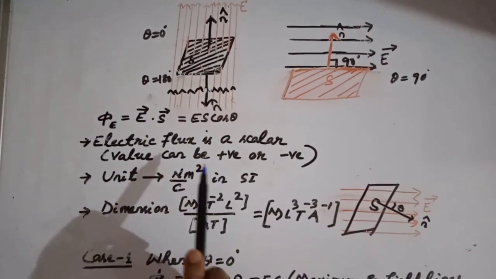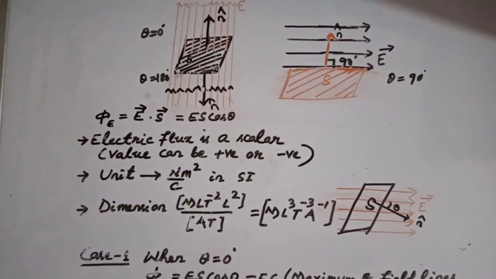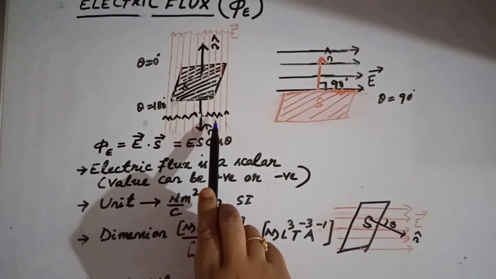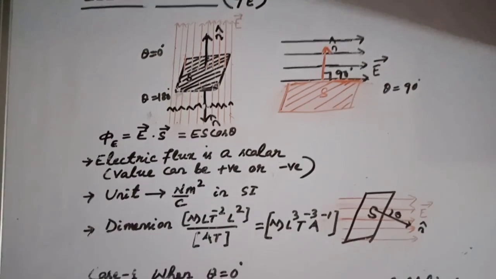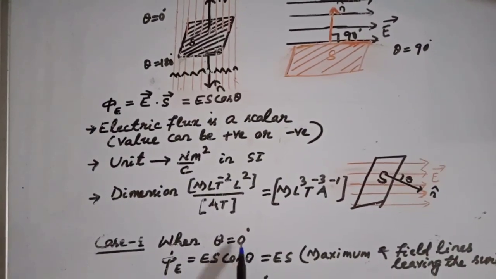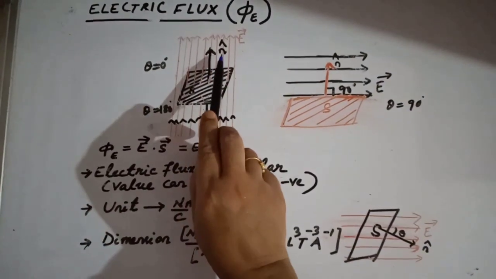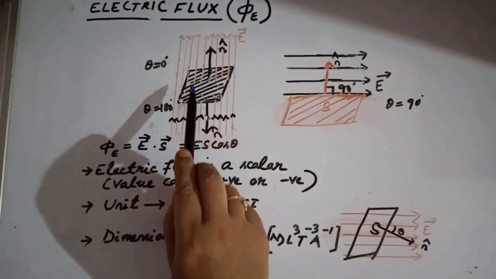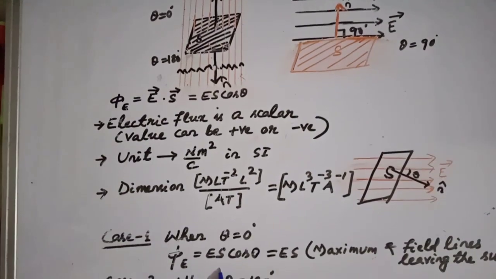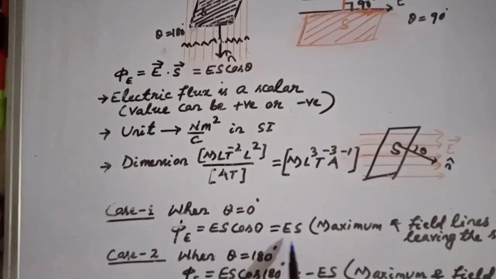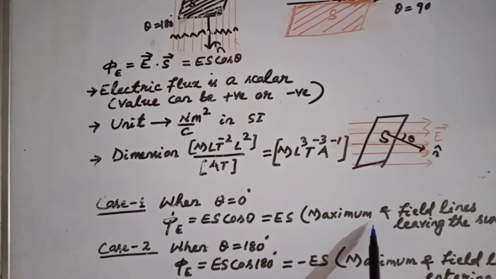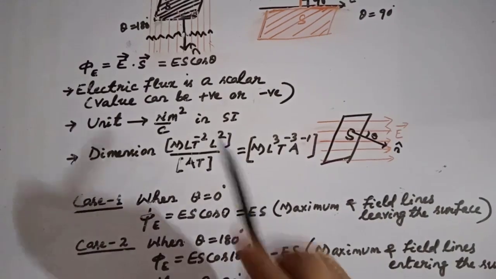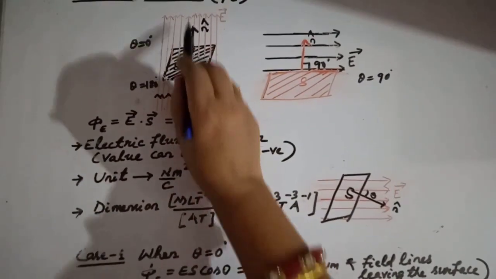Let's see different cases when the flux through a surface will be maximum and when it will be minimum. When theta is equal to 0 degree, that is, the area vector and the electric field are in the same direction, flux phi is equal to Es cos 0, that is equal to Es. So it is maximum flux, and field lines are leaving the surface. Theta equal to 0 degree means field lines are leaving the surface.